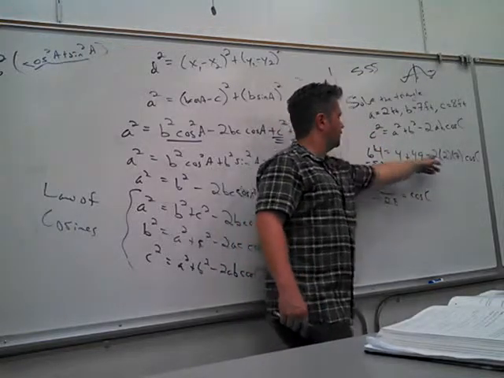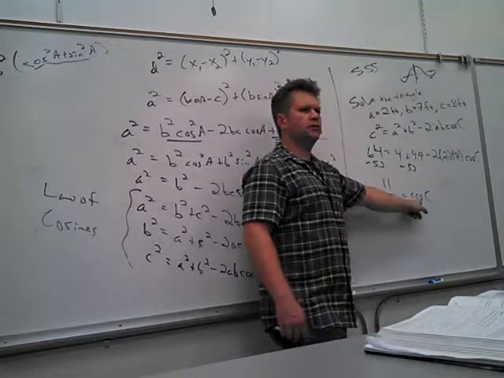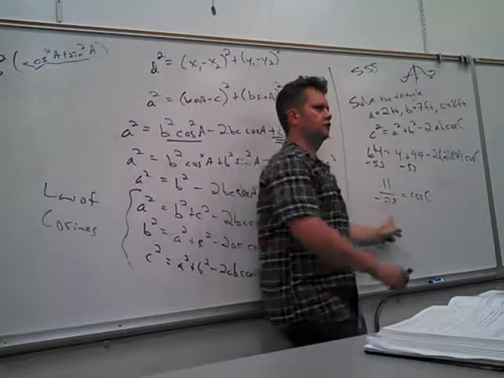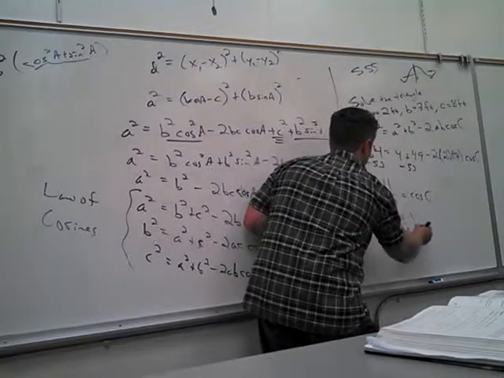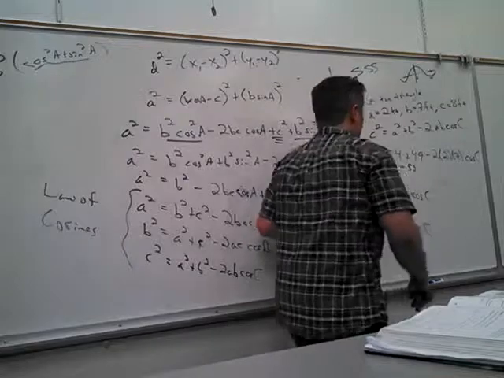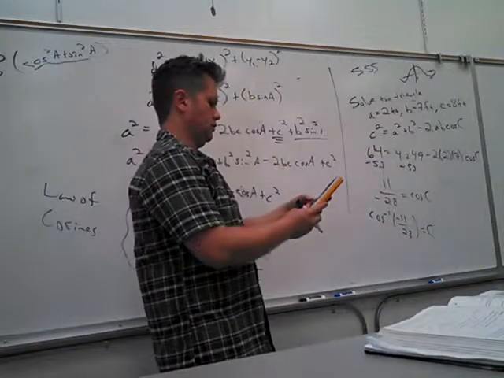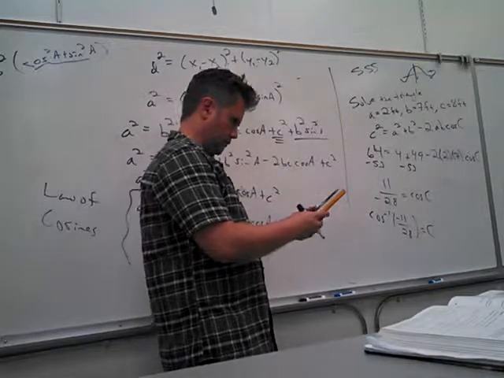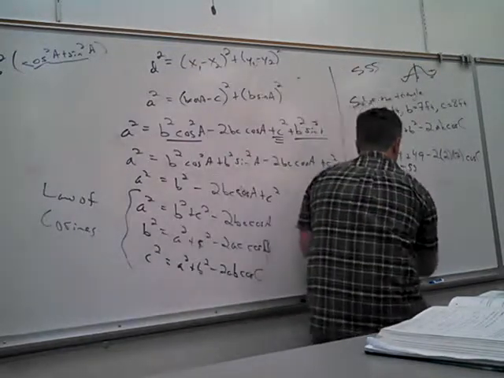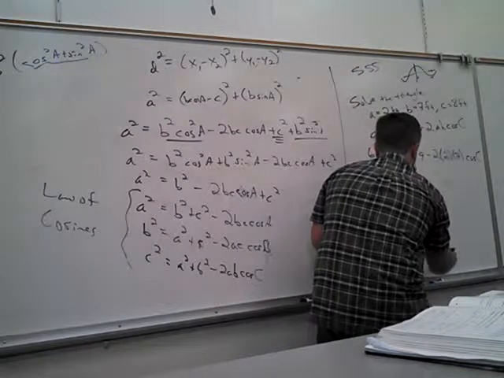So subtract 53, divide by negative 28, and then I have to do what to both sides? Inverse cosine. So take the inverse cosine of negative 11/28. Don't forget the negative sign. So what do we get for C? 113.13.